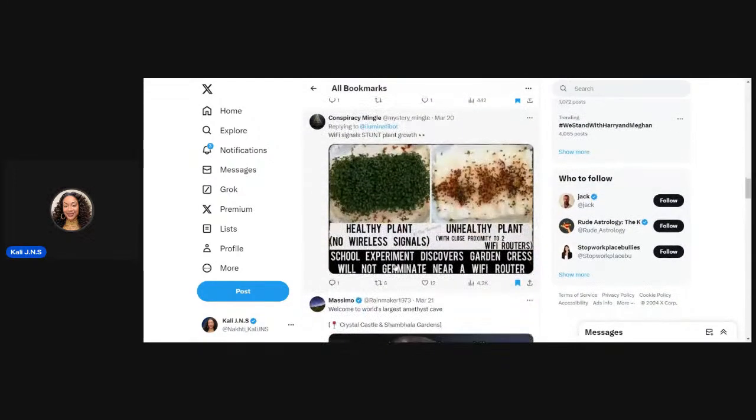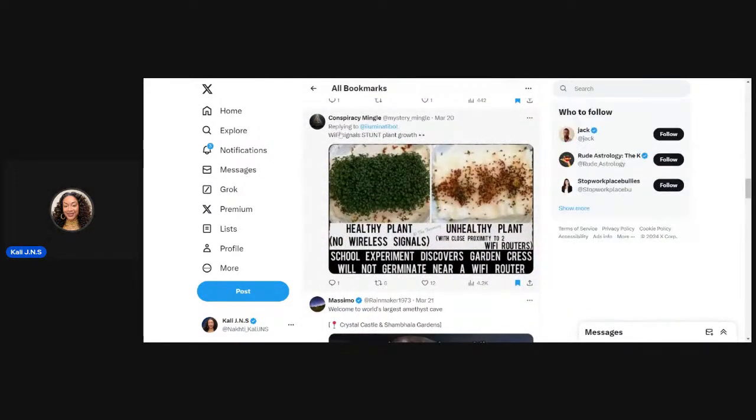Now let's look at this. Healthy plant, unhealthy plant. These are the Wi-Fi signals. So look at where there are no wireless signals, and then look at where it's next to Wi-Fi routers. You see the difference? You see the difference? The school experiment discovered garden cress would not germinate near a Wi-Fi router. It's right in front of you.